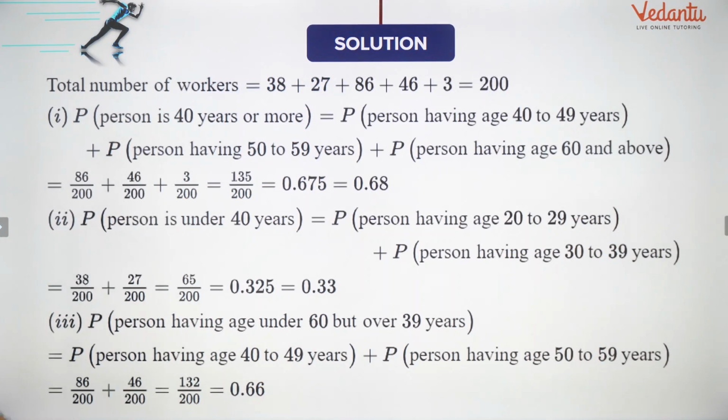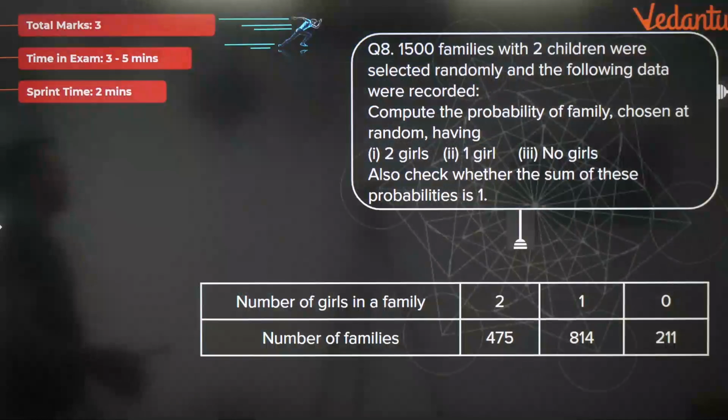First part will be 135 by 200. Next will be 65 by 200. Third will be 132 by 200. Okay, so this I am showing you. If you want, you can come one more time and get the answer.